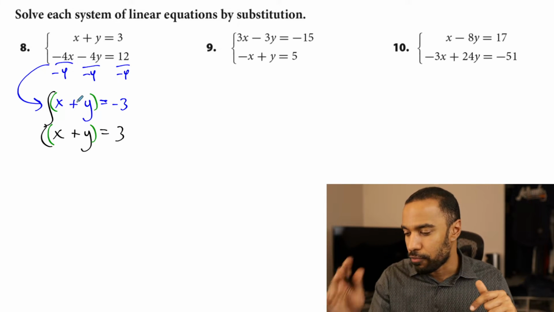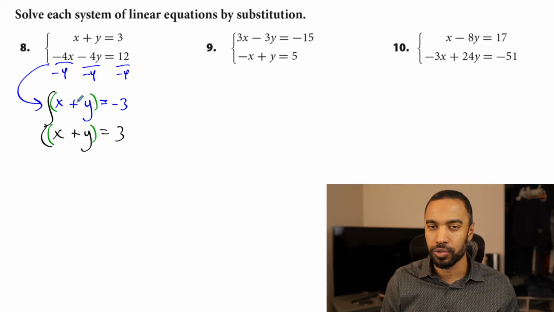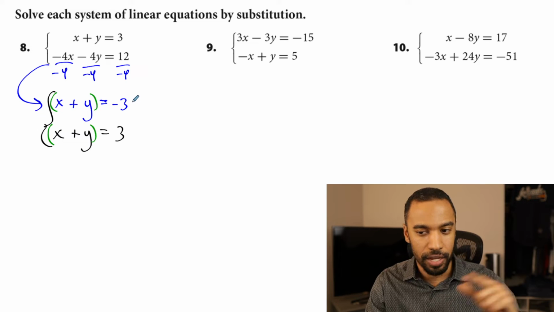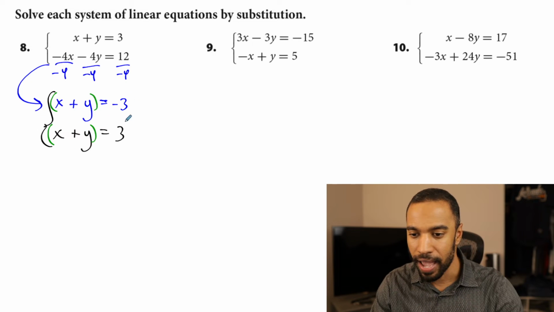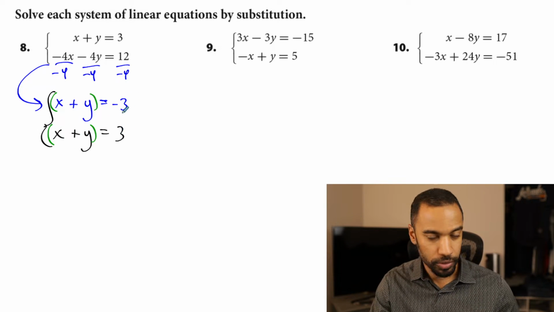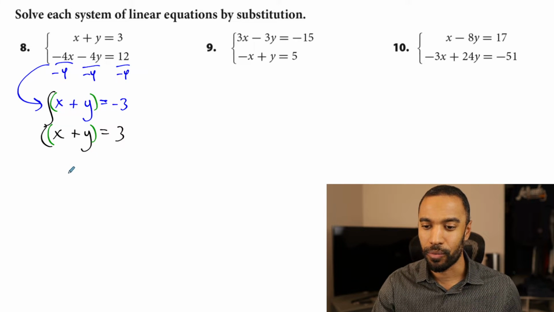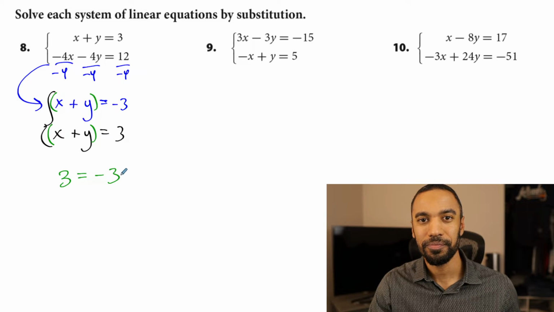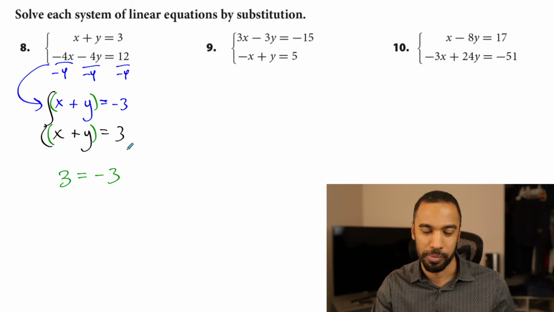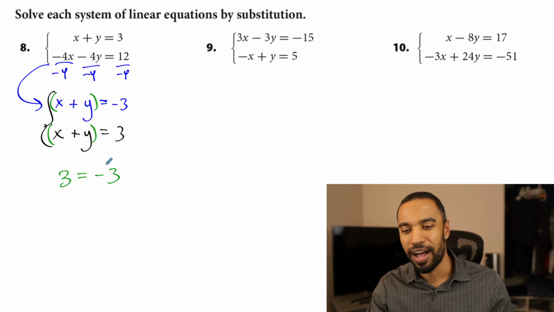Remember if I said if y equals this and y equals that, then this equals that? Well, if x plus y equals this, and if x plus y equals that, then this equals that too. So an equation that I'm going to write right now is 3 equals -3. And you're sitting there going, what did you just do, Mr. Robinson? You messed up. I didn't.